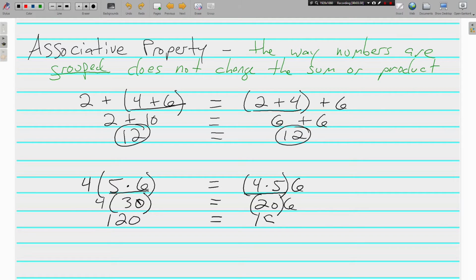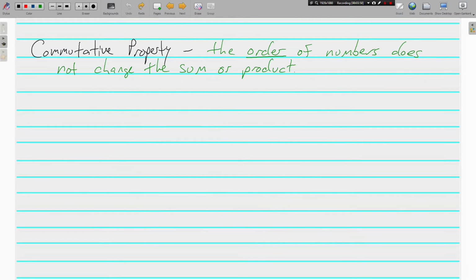Oh goodness, what was that number? Let's try that again. 2, 0. Associative property. Changing the way numbers are grouped does not change the sum or the product. And again, everything here is in the same order. That's different than the next property we're going to talk about.